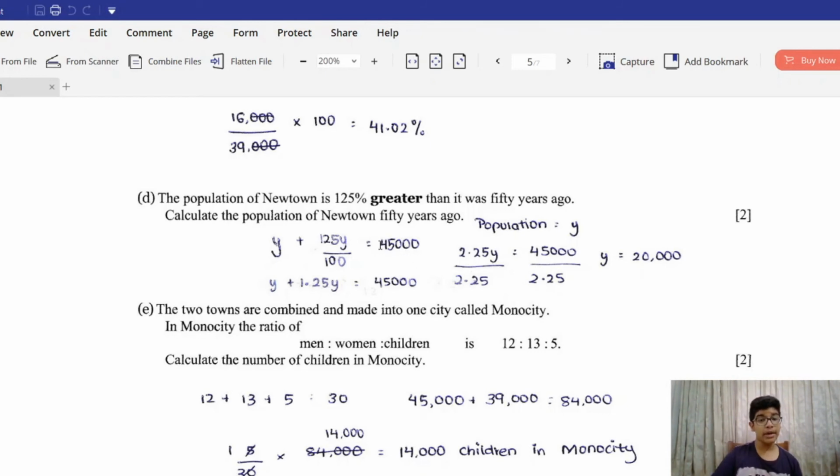So back then it was just y. That's y, basically the original population, and this original population increased by 125%. So just take 125% times y. Now add these two together and we should get that the population is equal to 45,000. So y plus, basically divide this and you should get 1.25y. So y plus 1.25y is 45,000. That is 2.25y is 45,000. Divide both sides by 2.25 and we get that y is 20,000. That's the population of Newtown 50 years ago.